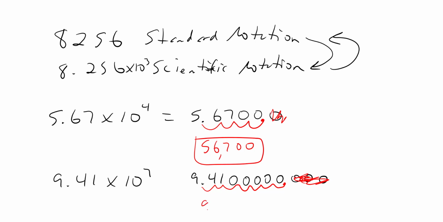So my answer is 94,100,000. So there it is. Okay. All right, cool. So let's do one small one now. How about 2.57 times 10 to the negative 4th power? So that's going to be a small number.